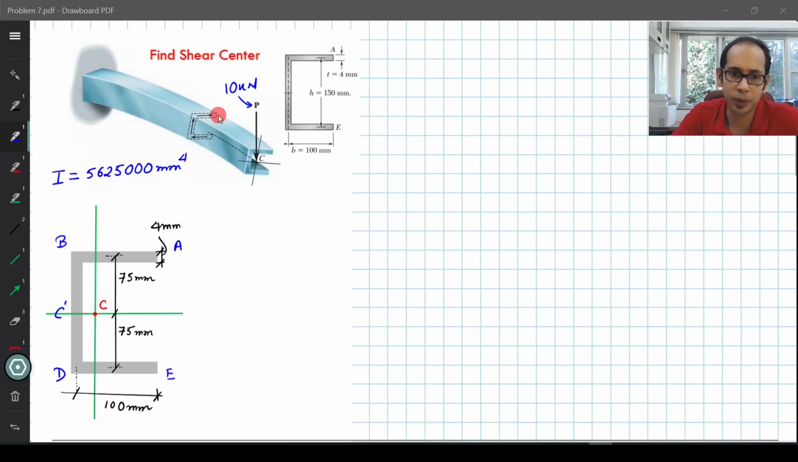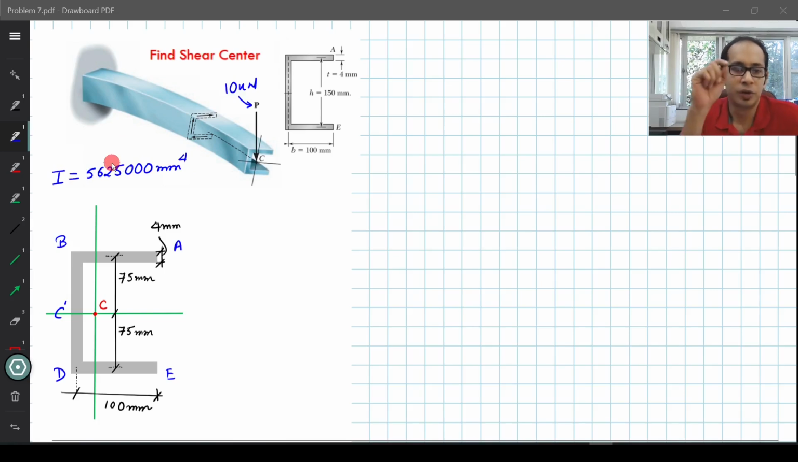Now some of the properties are given for this one. You are given the properties of the channel section, the height and the width and so on. This is an enlarged view of this section over here. It has a width of 100. This is the centroid where your load is acting, and the thickness is 4 mm, so it is a thin walled section. Now from this you can easily calculate the area moment of inertia, which I have not calculated separately, but this is given for this problem, so you can utilize it over here.